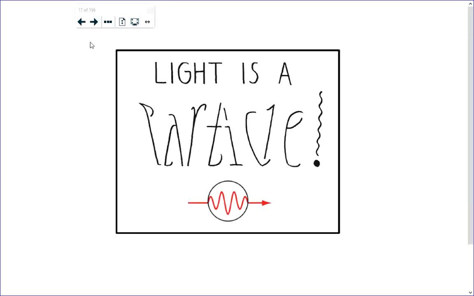On the front of your unit handout, I had put this graphic, and this illustrates a very important idea with light, or EMR in general, and it's that sometimes it behaves as a particle and sometimes it behaves as a wave.